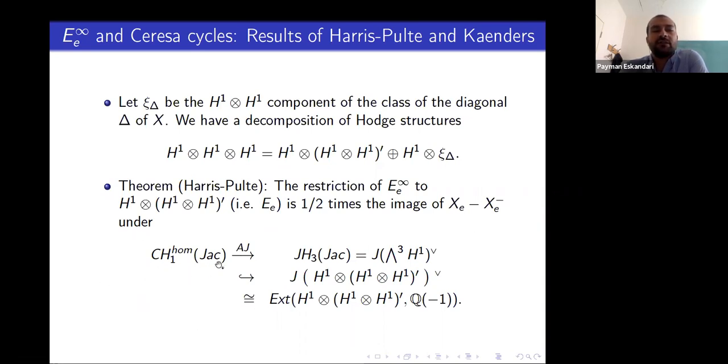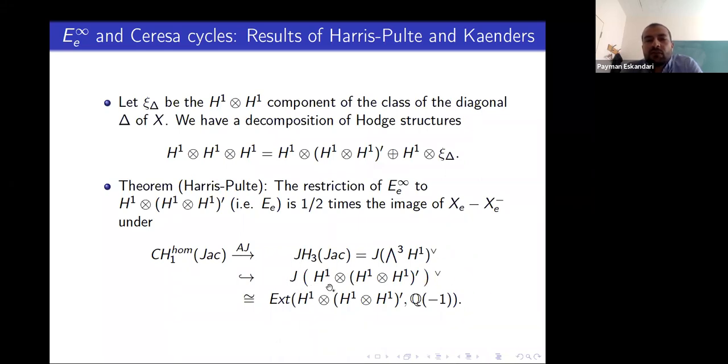What you're doing is first taking the Abel-Jacobi map. Abel-Jacobi on the Jacobian variety takes us from homologically trivial one-cycles on the Jacobian to the intermediate Jacobian of H3 of the Jacobian. You can identify the cohomology of the Jacobian with the exterior algebra on the cohomology of the compact curve. So this is the intermediate Jacobian of the dual of the third exterior power of H1. And there is a natural injection from this intermediate Jacobian into this intermediate Jacobian.